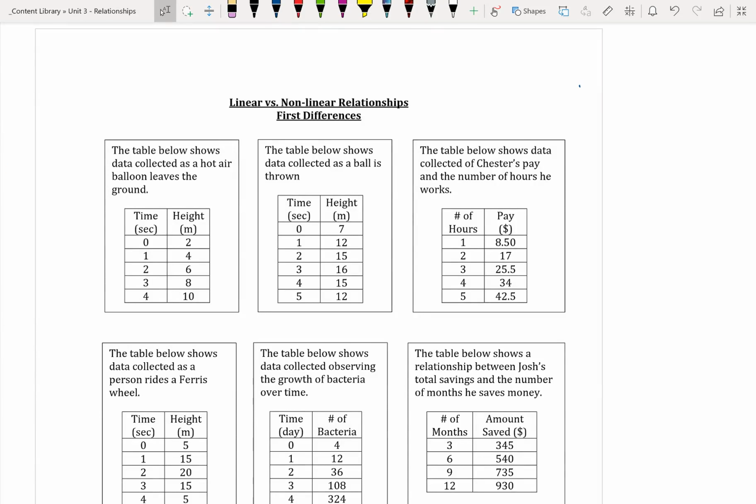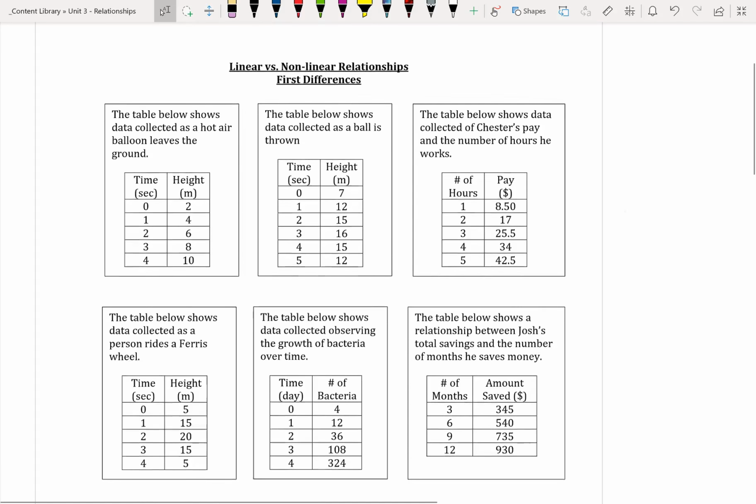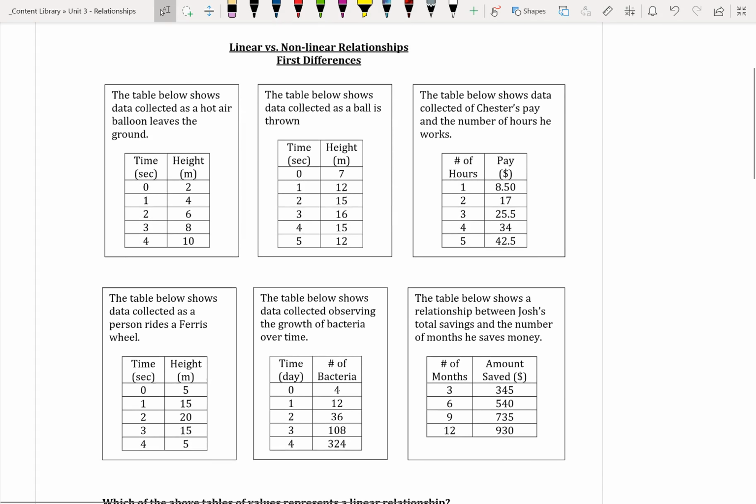In today's note, we're going to be continuing to look at linear and nonlinear relationships, and we're going to again add some more terminology and some more tools to help identify these relationships. So, looking at these six tables, what we want to do is try to identify which ones represent linear and which ones represent nonlinear relationships.